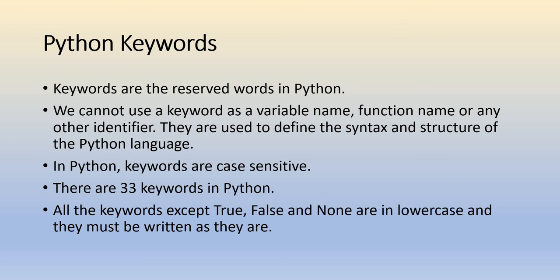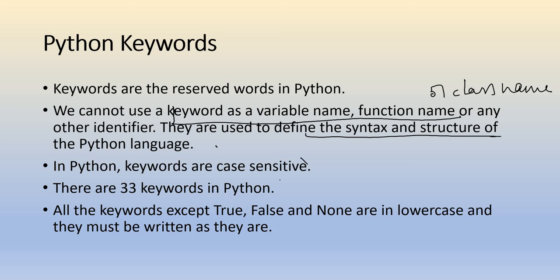And now we are going to see the Python keywords. Keywords are reserved words in Python. As I said in the previous slide, we cannot use a keyword as a variable name, a function name, or a class name. They are used to define the structure of the syntax and code readability, and they can be easily understood by the Python interpreter. Python keywords are case sensitive, and there are 33 keywords in all of Python. All the keywords except True, False, and None are lowercase, and they must be written as they are.